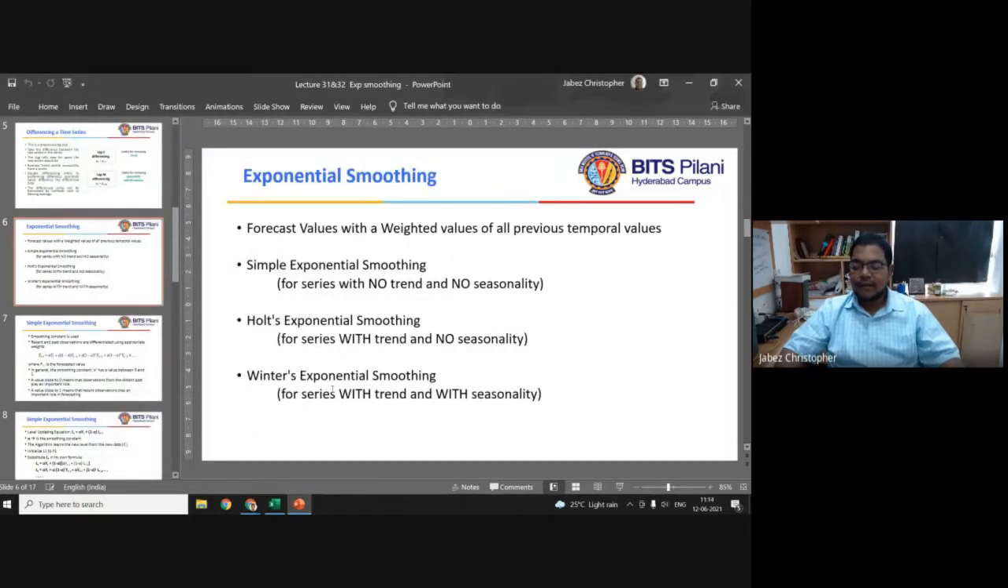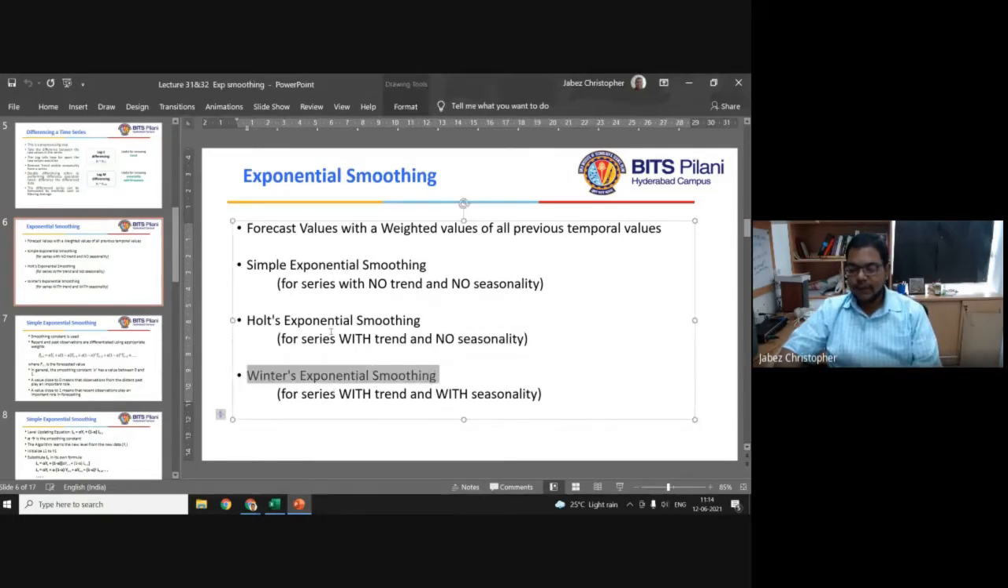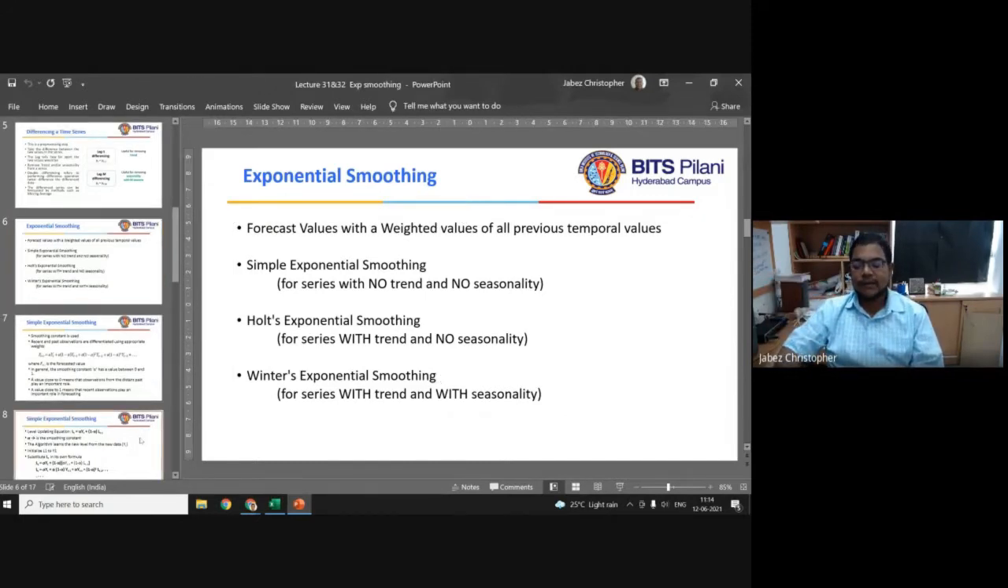So when we are having values with no trend and no seasonality, we go for simple exponential smoothing. Then with the trend and no seasonality, Holt exponential smoothing, and with the trend and with the seasonality, we go for Winters exponential smoothing. Simple exponential smoothing has a weighing factor called alpha for controlling the level, Holt exponential smoothing has something called beta, and Winters has something called gamma. So these are the three parameters that are going to control the way your smoothing algorithm works, and how efficiently it can be used for prediction.